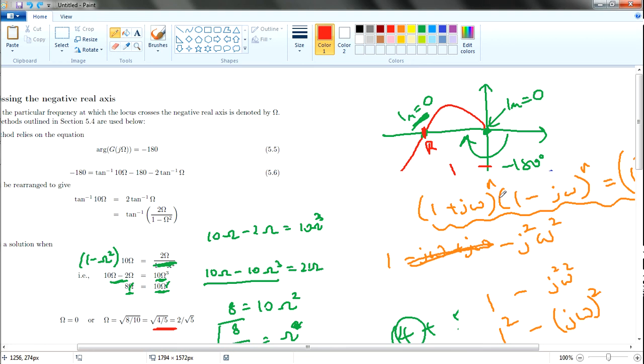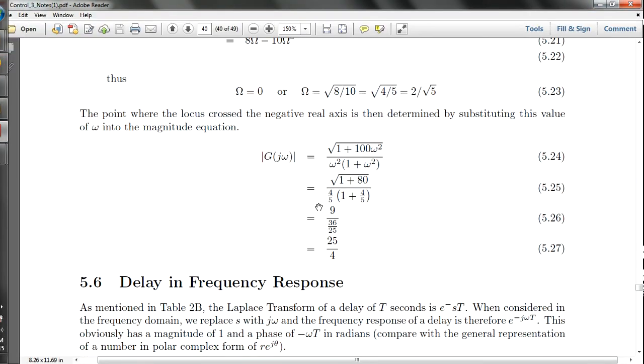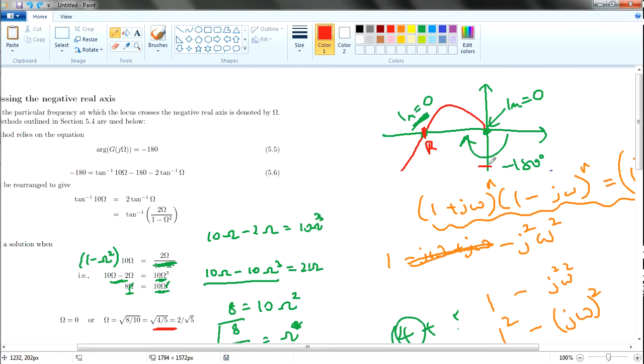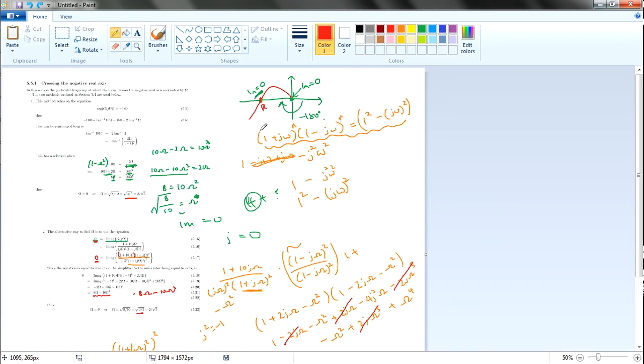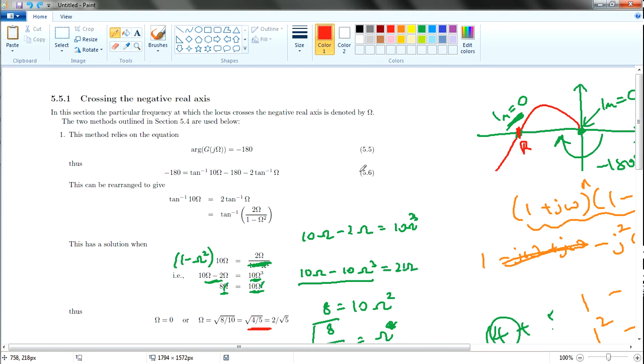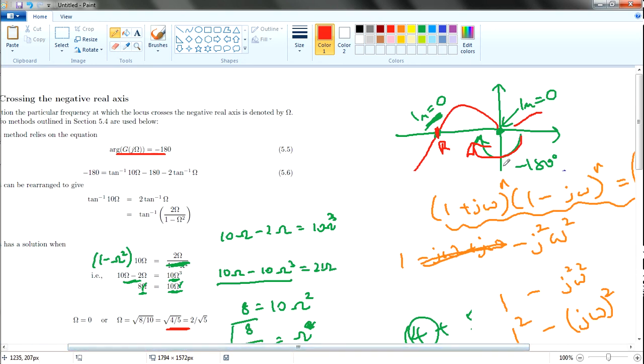In fact the book itself didn't go through this, but I believe it might be helpful if I go through this part, just to end the whole series for only the negative real axis. You have two methods. One method is using the negative 180 degrees. Another method is taking the imaginary equals to 0 and solving for it. In this case, negative 90 degrees, we can use real equals to 0 and solve for it. I don't know, but we can see how.